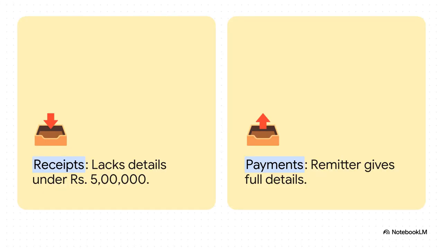What this does is create a massive asymmetry in the data. The receipt side is fuzzy. It relies heavily on those surveys for amounts under 5 lakhs. But the payment side, the money going out, that is incredibly strict. If you're sending money out, you have to provide full transaction details no matter the amount. So, on the payment side, the RBI faces virtually zero classification problems.